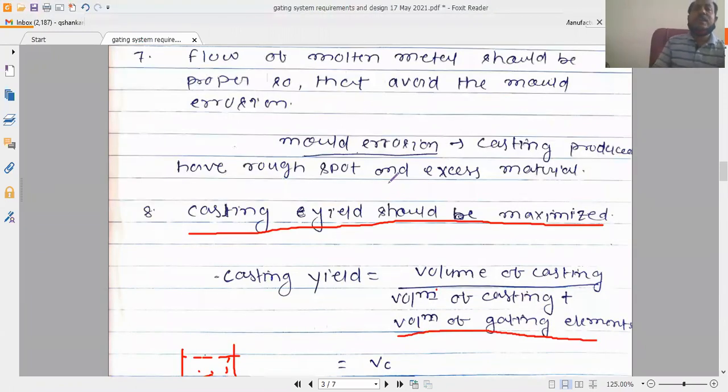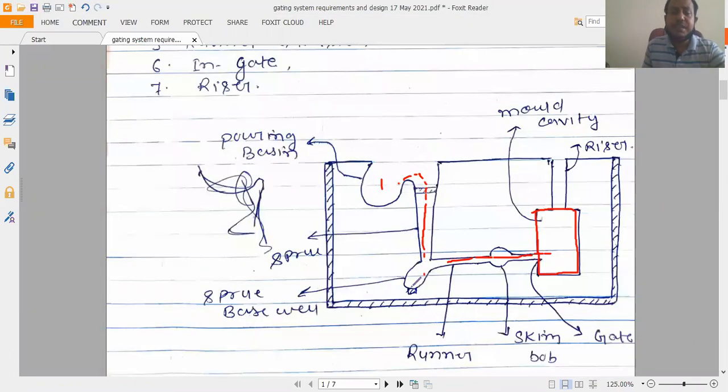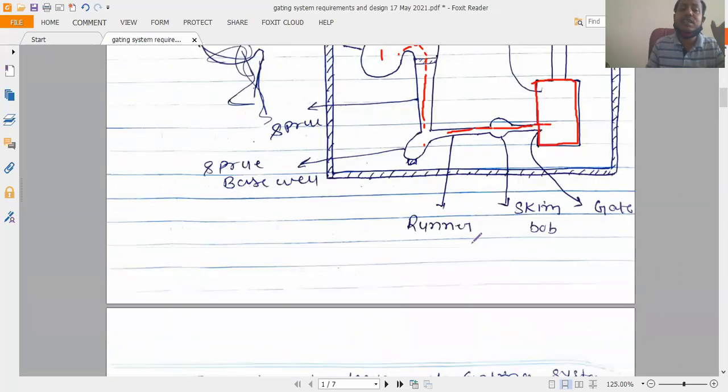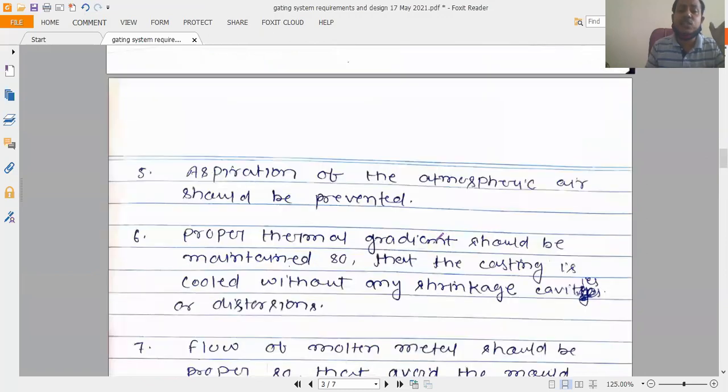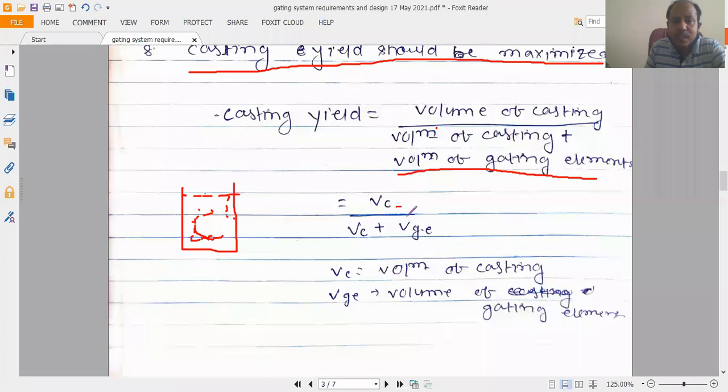Actually, the thing is that when we pour the molten metal into this, the cast material will be present everywhere. So if we want an economically perfect casting, our casting material should not be wasted. So we have to design the casting yield so that it should be maximum, because this one is the volume of the casting and this is the gating system required. If these things are larger, then the total will be larger.